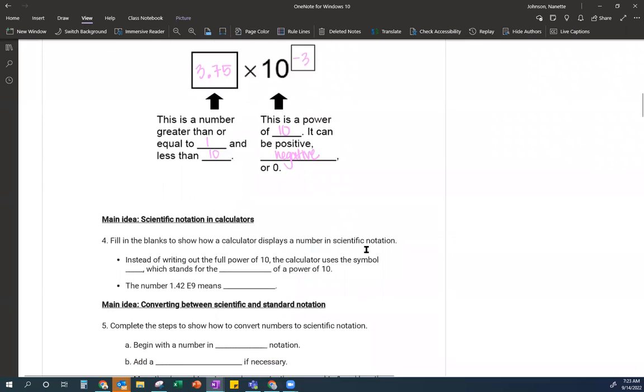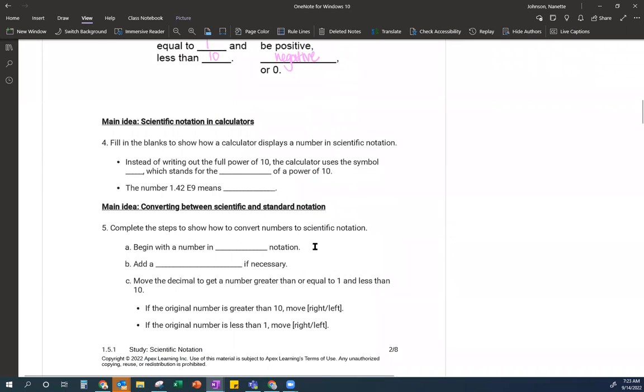Okay, so now we're going to fill in these blanks to show how calculators display scientific notation. Instead of writing the full power of 10, the calculator uses the symbol E, and I'll show you that in a second. Okay, and it's a capital E, which stands for the exponent of a power of 10.